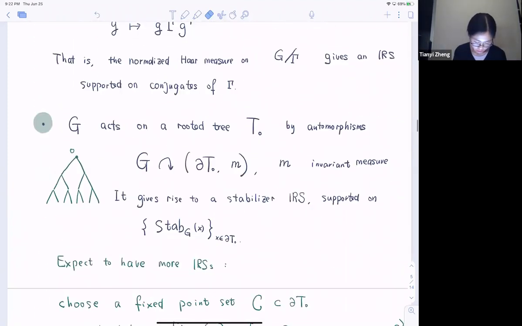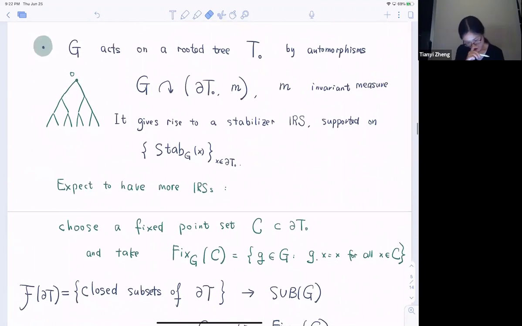So here is one more example of typical IRSs that arise from actions. Let's consider some group G acting on a rooted tree. Here I wrote the subscript to emphasize it's an action by rooted tree automorphisms. And then you go to the boundary. The action extends to the tree boundary. And then you have an invariant measure that is just the uniform measure on the boundary.